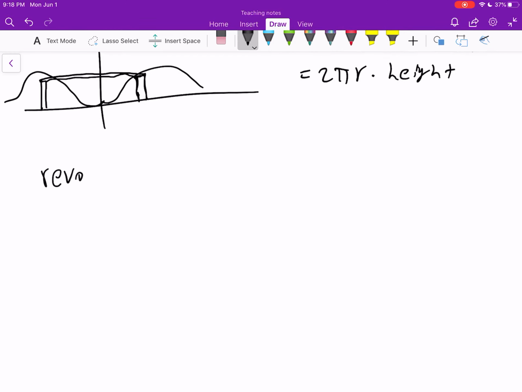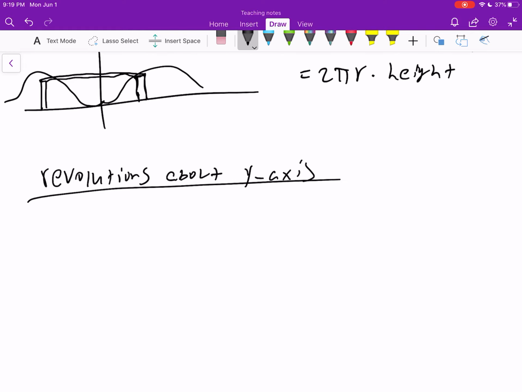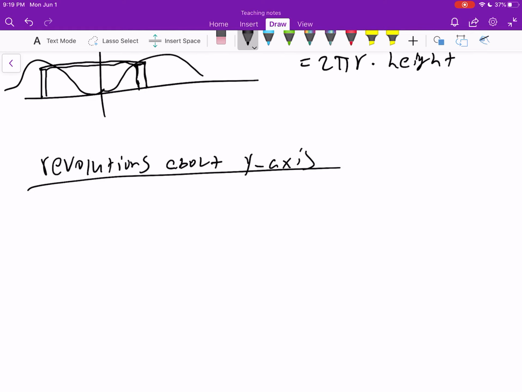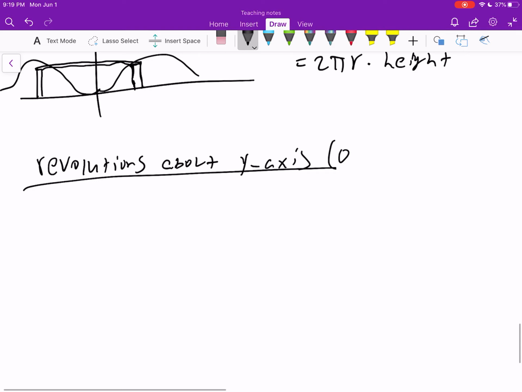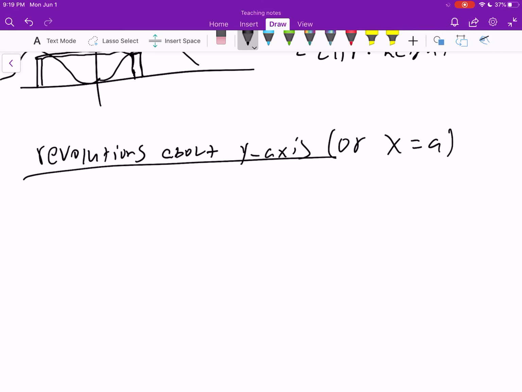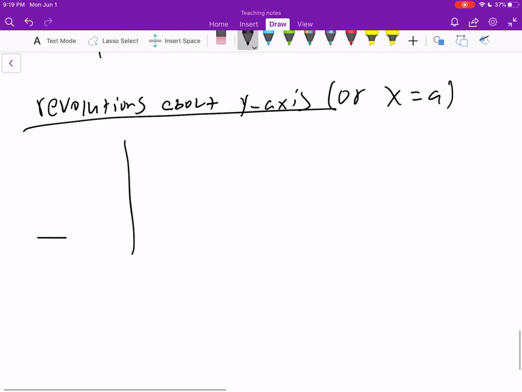So revolutions about, let's do the y-axis. So what I mean by that is you can revolve around the y-axis, but this also holds if you revolve around a line that is parallel to the y-axis. So that's going to be a line of the form x is equal to a. So you revolve around, like x equals 3, x equals -3, whatever.